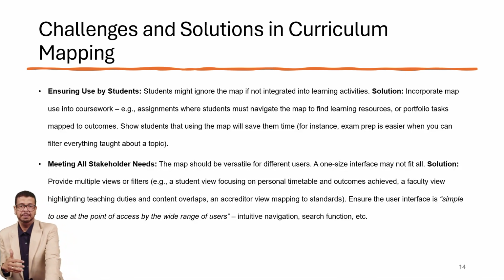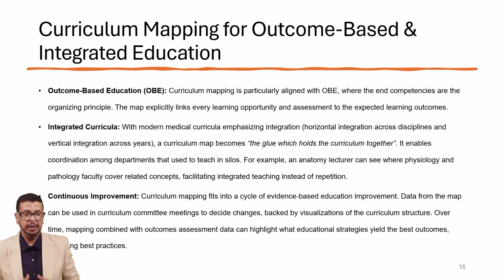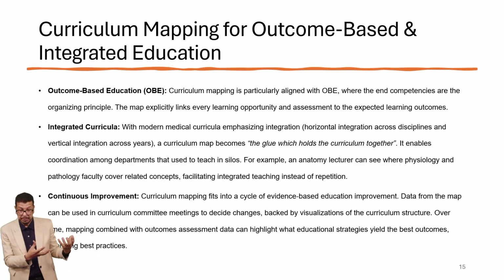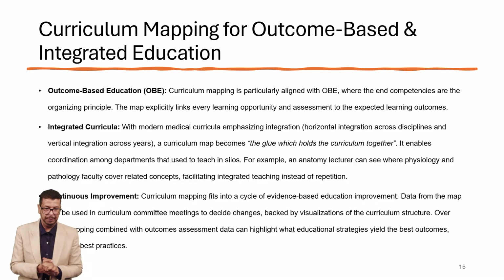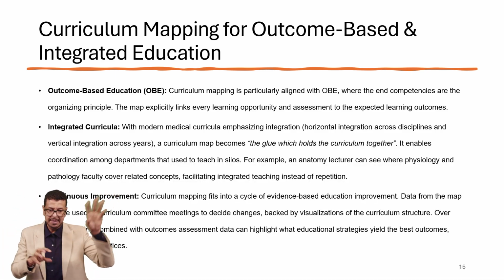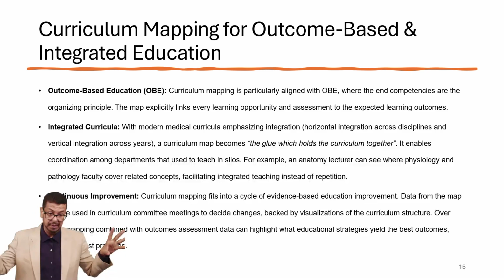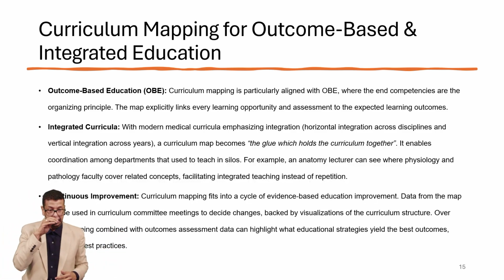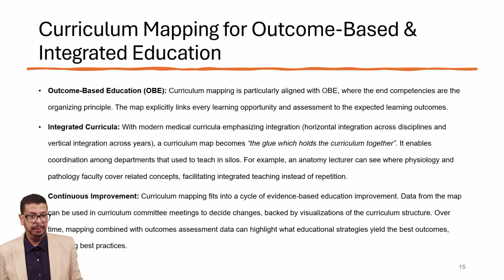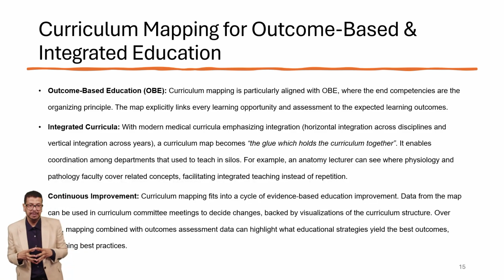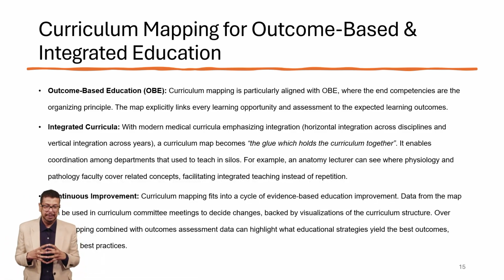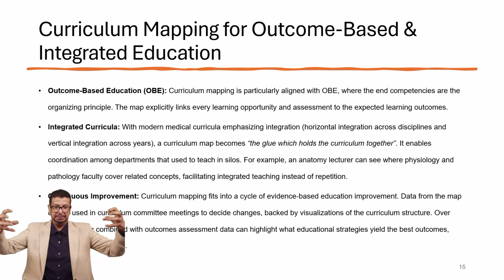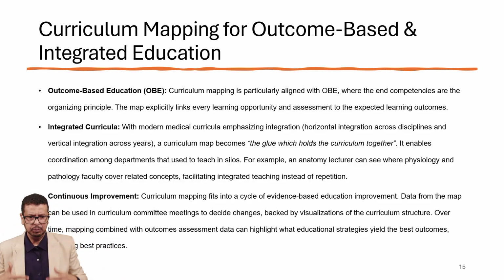Now we'll move to curriculum mapping for outcome-based and integrated curriculum. Curriculum mapping is very important for outcome-based and competency-based curriculum, which is currently one of the frequently used approaches for the curriculum, because it makes it easy to visualize the competencies, the domains of competence, and the EPAs. It's also very useful with the modern curriculum that emphasizes different types of integration. The curriculum map can be explained as the glue which holds the different curriculum parts together. It helps to enable continuous improvement of the curriculum.